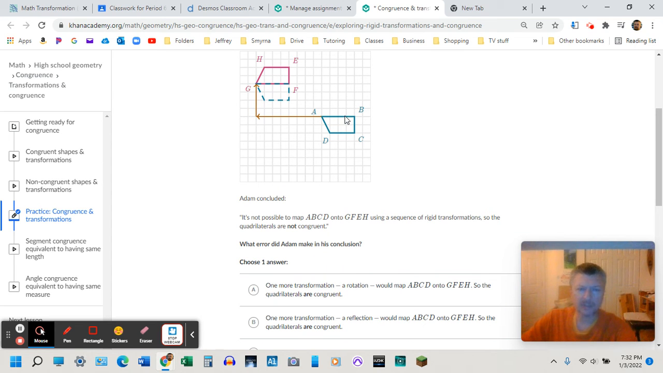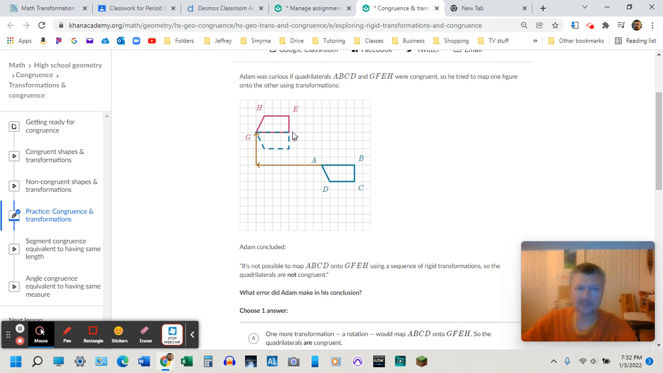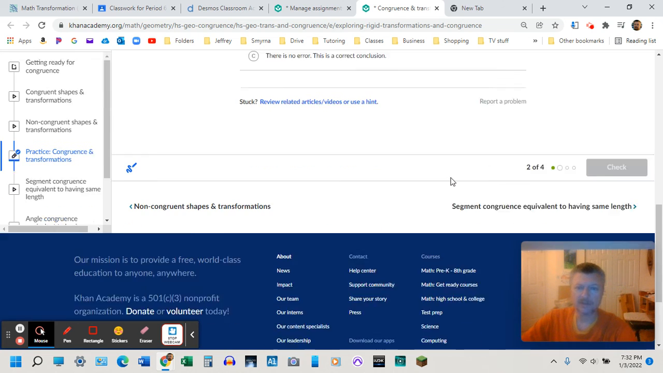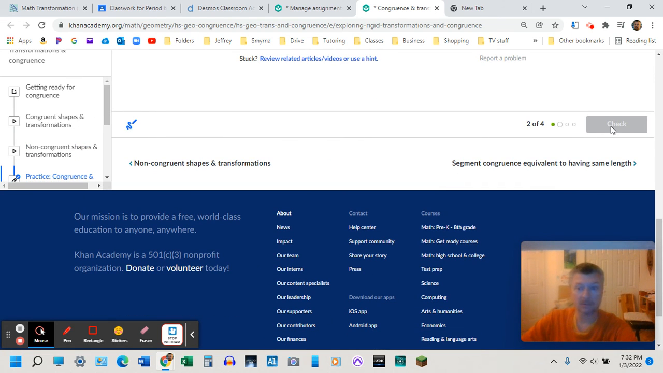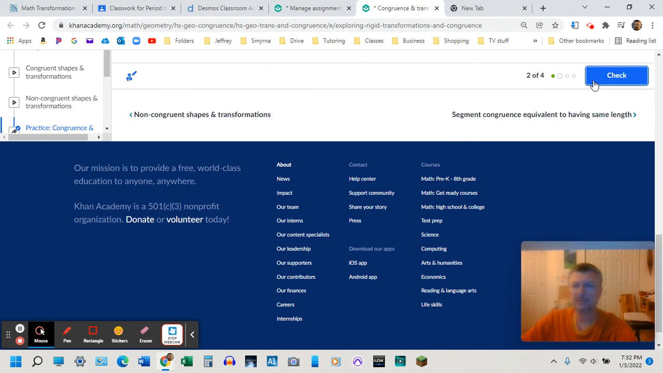Okay. So he did, okay, so he just did two. He didn't do the reflection. So if he did one more, so that's where he left it, right? If he did one more, if he did a reflection, it would go right across. So they are congruent. What happened there? Hit it.